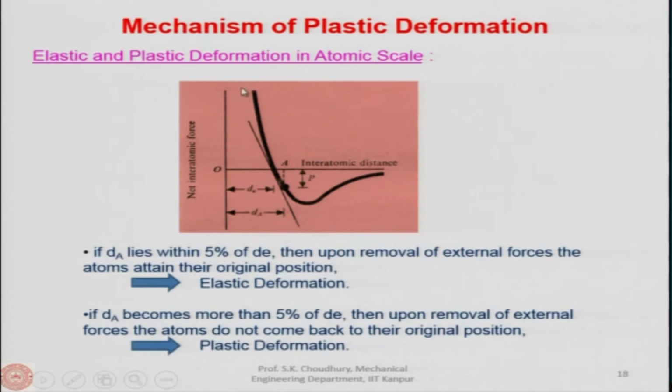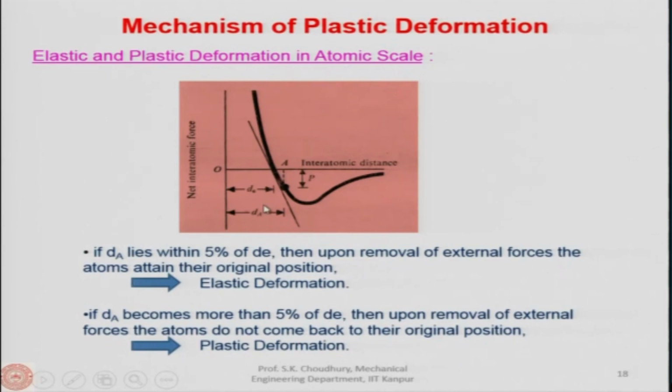Now, to continue the mechanism of plastic deformation, elastic and plastic deformation can be explained in the atomic scale in this way: we have the net interatomic force here along the y axis, and along the x axis we have the interatomic distance. Now, interatomic force and interatomic distance vary along this line. So, this is the nature of variation of the interatomic force with respect to the interatomic distance. We have seen that when the distance is less, the force is more, and so on.